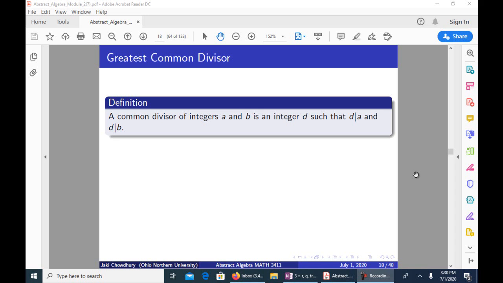A common divisor of integers a and b is an integer d such that d divides a and d divides b. That is, a common divisor of integers a and b is an integer d that divides both a and b. You can also say that d is a common factor of a and b.